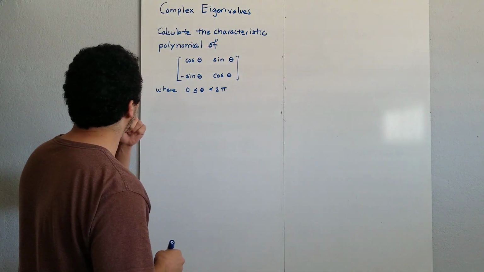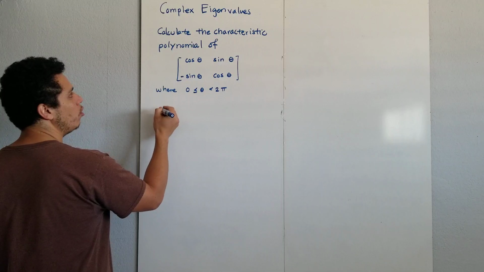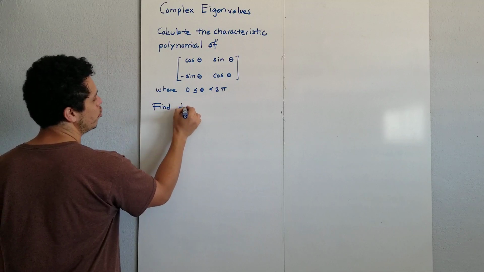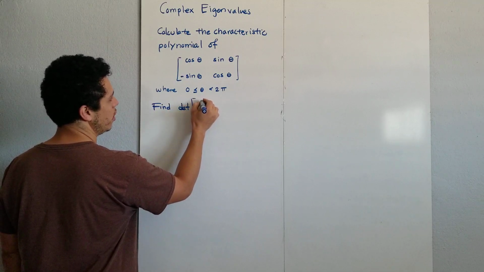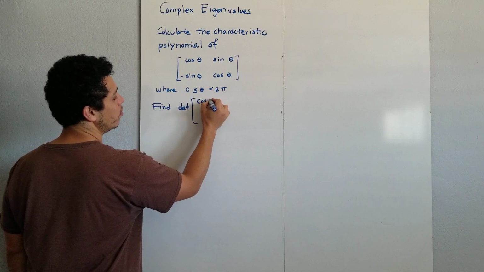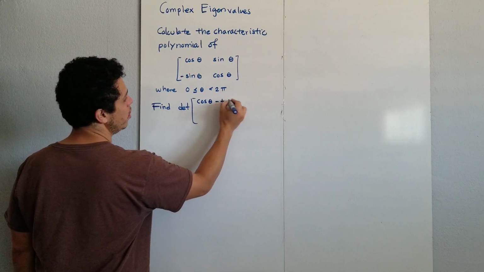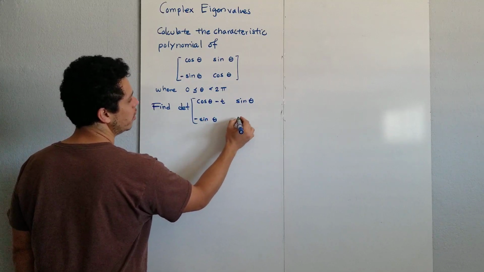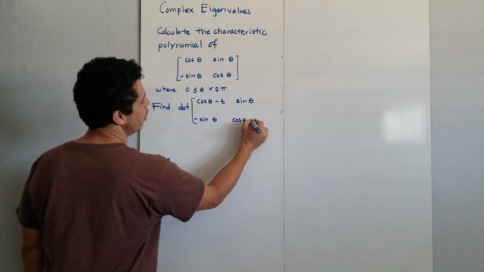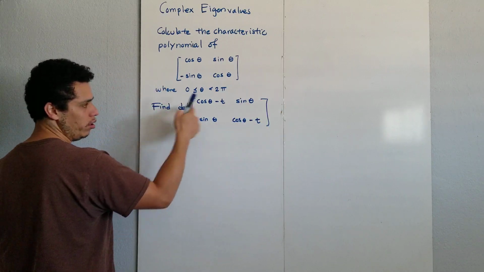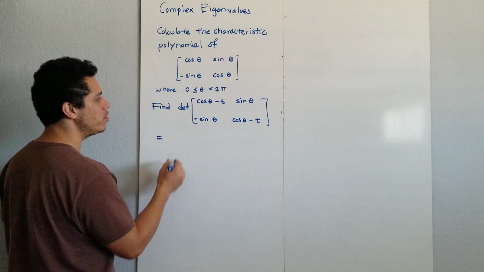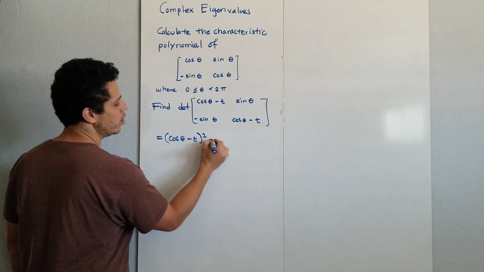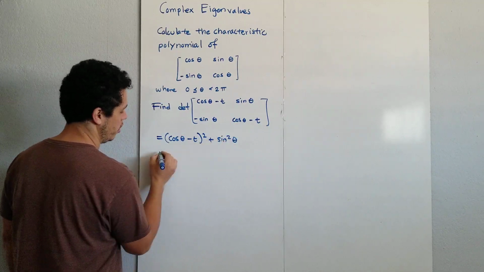Let's see. Let me calculate the following. For that, let's find the determinant of this associated matrix: cosine of theta minus t, negative sine theta, sine theta, cosine of theta minus t. And well, the corresponding difference of diagonals. So this is cosine theta minus t squared plus sine squared theta.